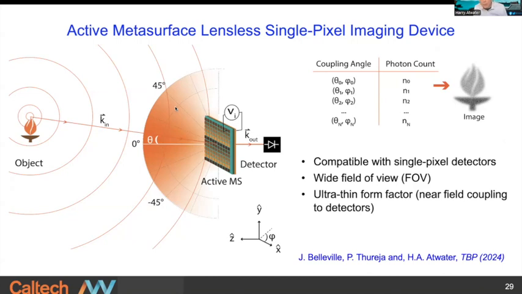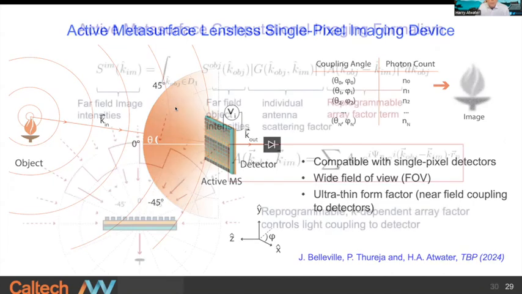Single pixel detectors, of course, are more limited in their capability than powerful image sensors, but in many instances, at wavelengths other than the ones where we have, for example, CMOS image sensors, it would be very desirable to be able to develop high resolution images in the far infrared or using single photon detectors. And this could be possible if we have active metasurfaces that work at those frequencies.